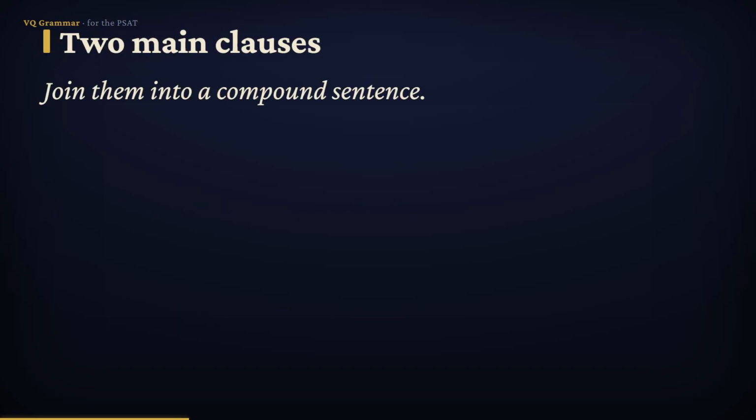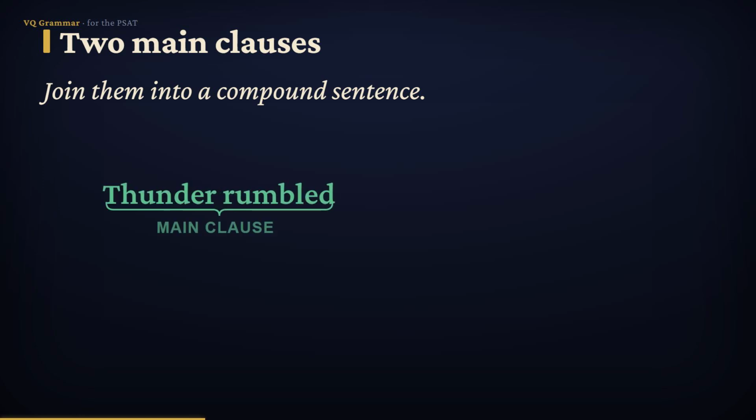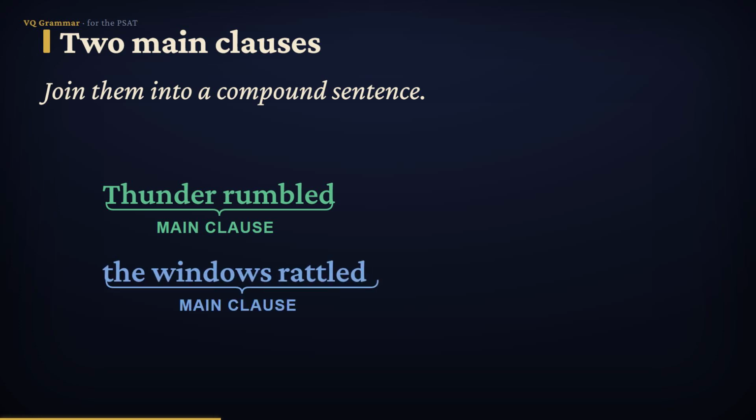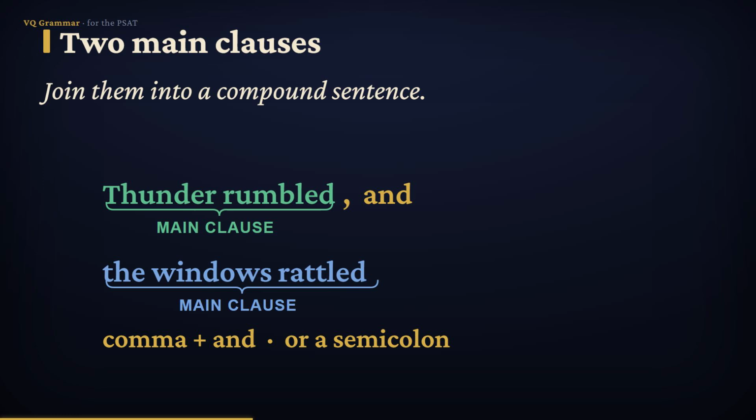Here's where it gets useful. When you join two main clauses together, you get a compound sentence. Listen, thunder rumbled and the windows rattled. That's two complete thoughts, each one a main clause that could stand alone, now linked into a single sentence. You join them two main ways, with a comma plus a little word like and, or but, or with a semicolon all by itself. Two main clauses, one compound sentence.